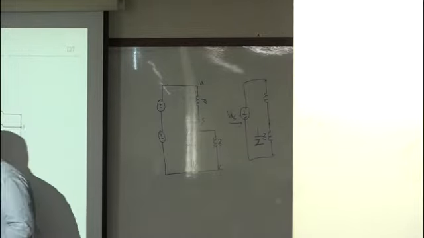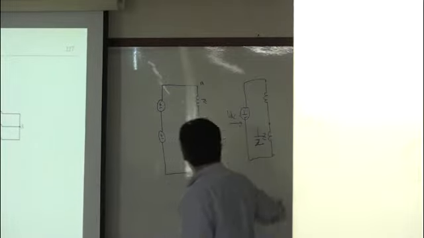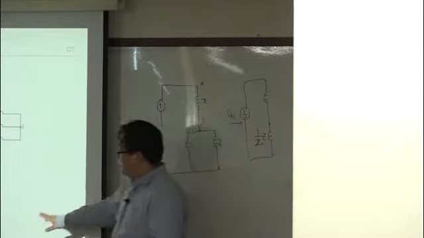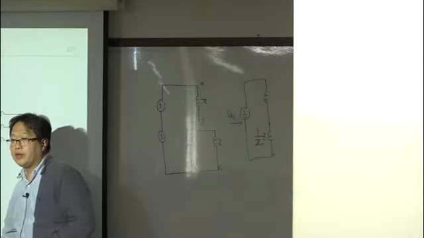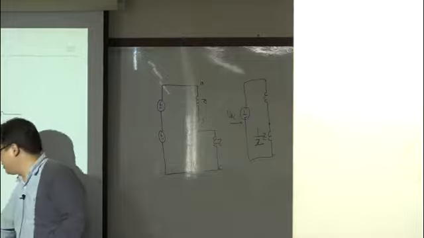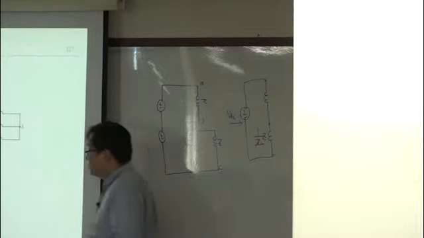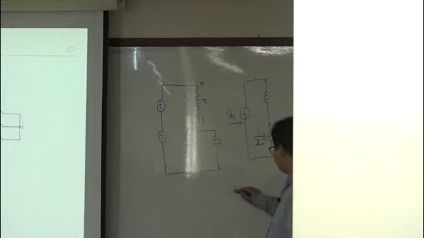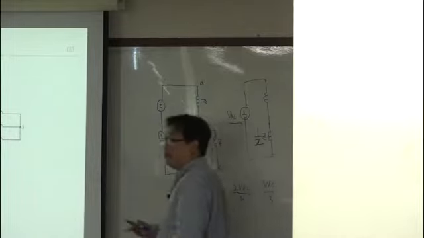VAS is 2 VDC over 3, right? What about VBS and VCS? The magnitude is VDC over 3, but the polarity is opposite, right? So, for phase voltage, you may have 2 VDC over 3, VDC over 3, minus VDC over 3, and minus 2 VDC over 3. You may have these voltages.